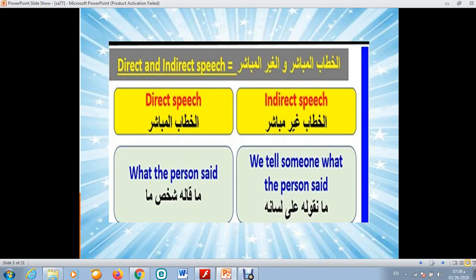As you can see, here is direct speech. Direct speech is what the person said. Indirect speech or reported speech is we tell someone what the person said. For more explanation, a friend of yours says, "I am tired," and you tell another one what your friend said. So you can say his speech in two ways.